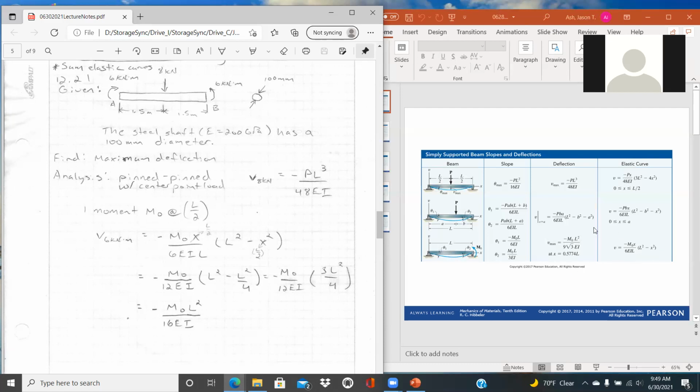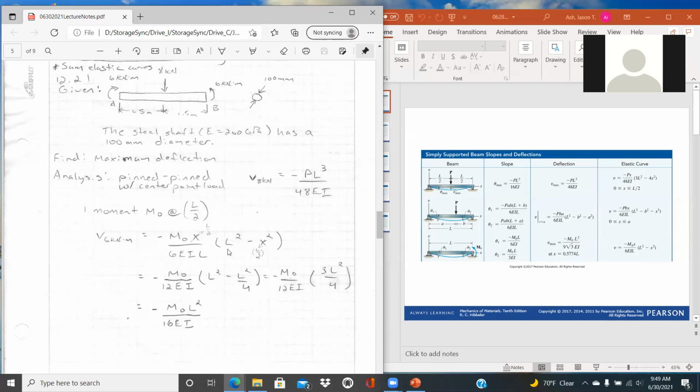And this one we have to be careful when we look at the table, because they do give us a V max based on the one moment, but that occurs at x equal to 0.5774 L, so not at the center of the beam. So what we want is the displacement at the center of the beam, so we have to use the elastic curve that's given here and solve for that directly. And so we have minus M0 x over 6 EIL times L squared minus X squared. And all we're doing is substituting L over 2 in for X.